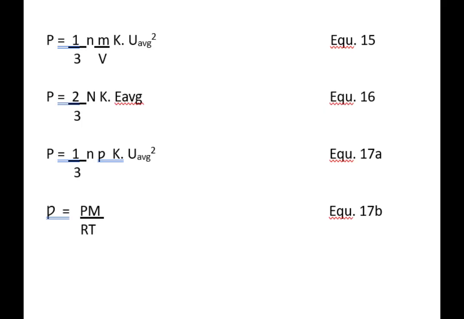In the above equations, the symbols stand for: P equals pressure of the gas, N equals number of gas molecules, V equals volume of the container, m equals mass of one molecule of the gas, M equals molar mass of the gas, and the average velocity of gas molecules.